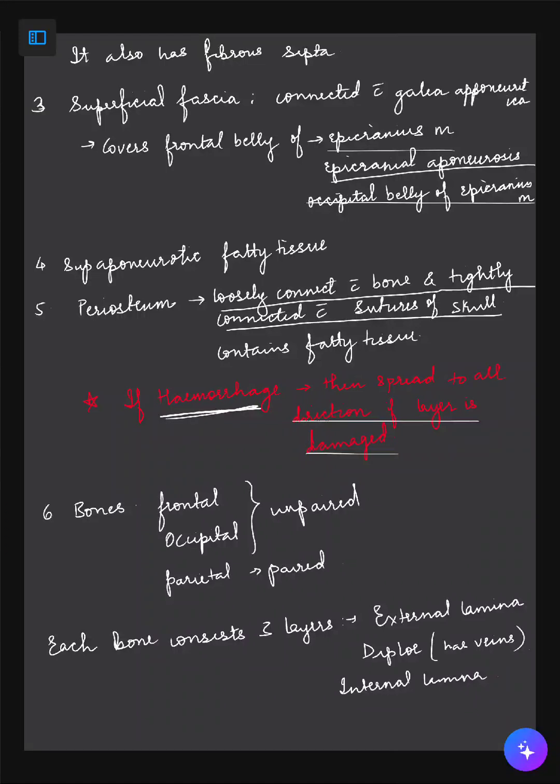Now the bones. The bones are paired and unpaired. What are the unpaired bones? Frontal and occipital, and the paired is parietal. Each bone consists of three layers: the external lamina, the diploe, which has veins, and the internal lamina.